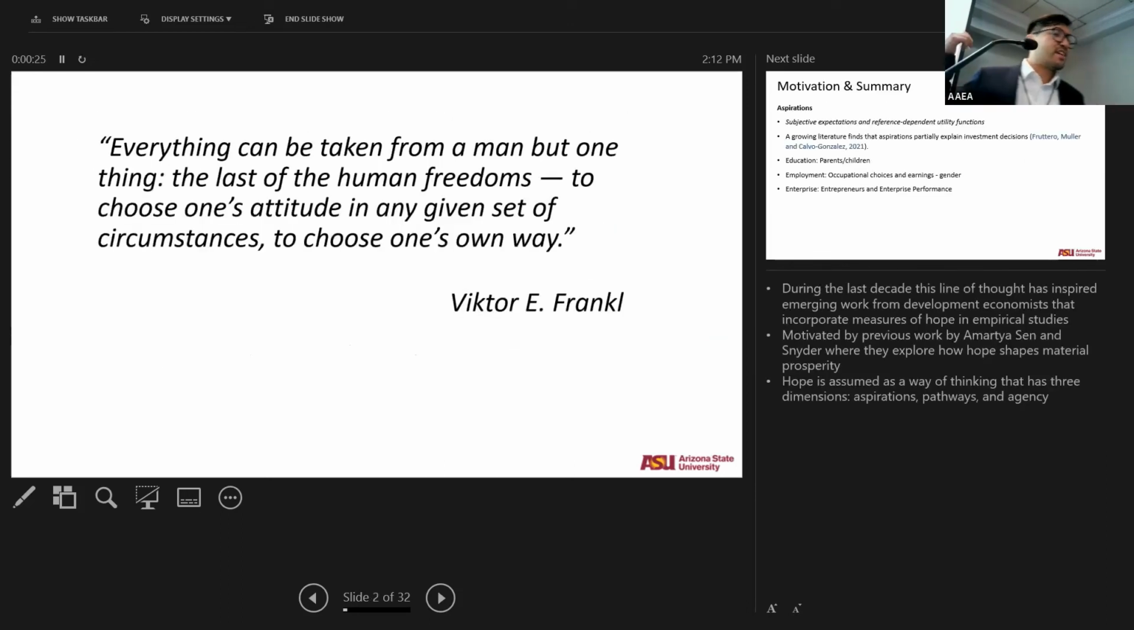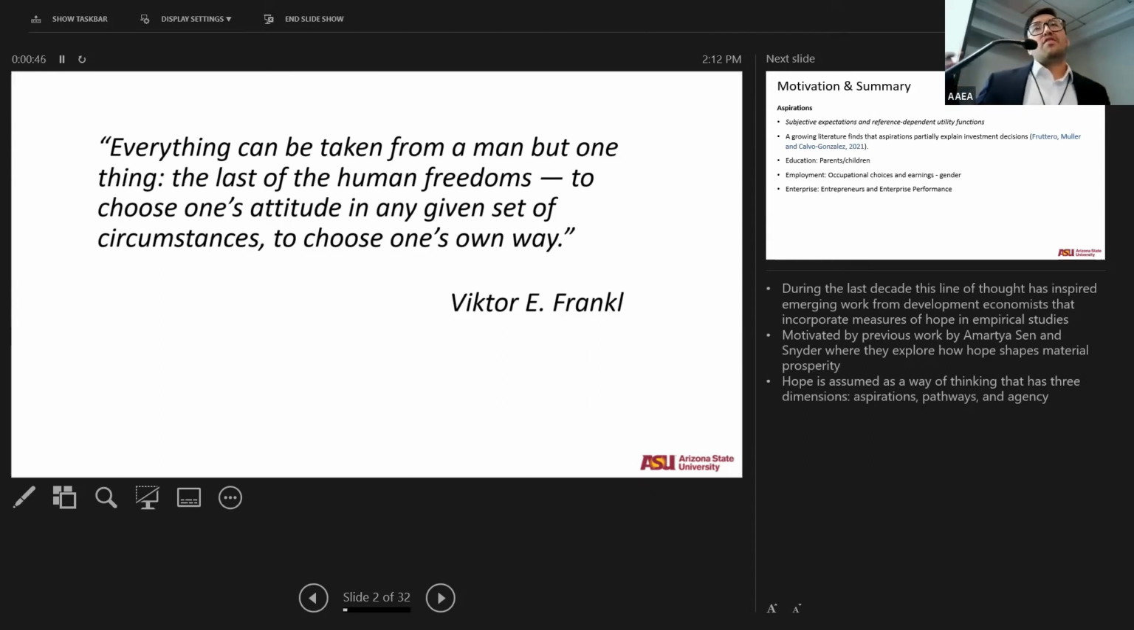And this is a quote that I stole from Travis Lever yesterday. I really like how he introduced this quote from Viktor Frankl that says, everything can be taken from a man but one thing, the last of the human freedoms, to choose one's attitude in a given set of circumstances, to choose one's own way.